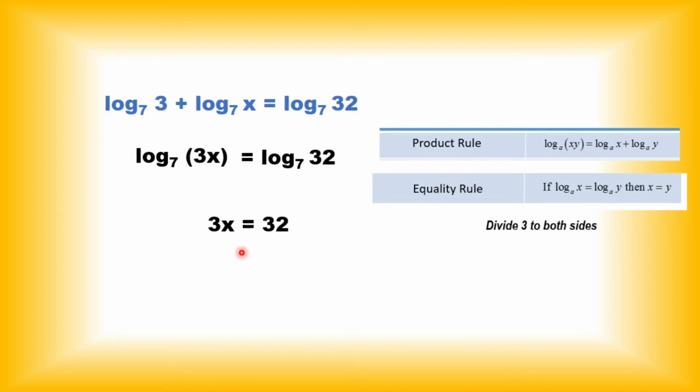Divide 3 to both sides. So, the value of x is 10.67.